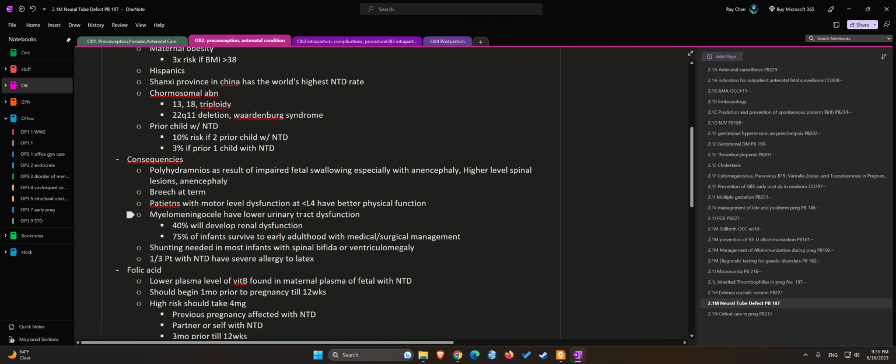Myelomeningocele has lower urinary tract dysfunction. With myelomeningocele, 40% would develop renal dysfunction. 75% of infants survive to early adulthood with medical or surgical management. Shunting is needed in most infants with spina bifida or ventriculomegaly.